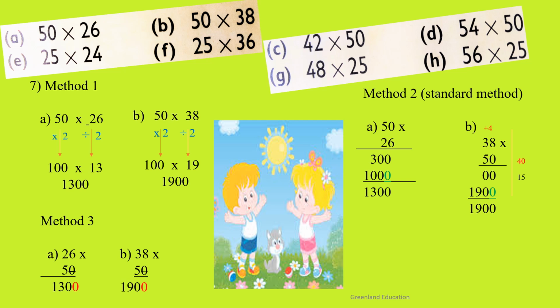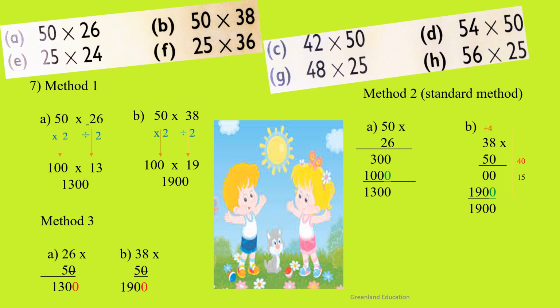Then method 3. Children, this is one easy method when you are multiplying numbers by multiples of 10. Multiples of 10 are like 10, 20, 30, 40, 70, 90, 80. Those are multiples of 10. When you are multiplying a number by multiples of 10, there is an easy method. But remember, when you are using this method, always the last digit should be a 0.